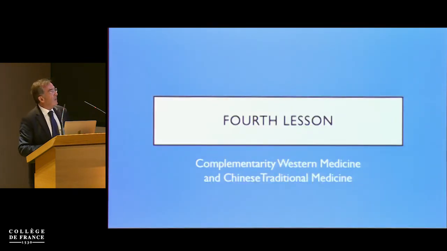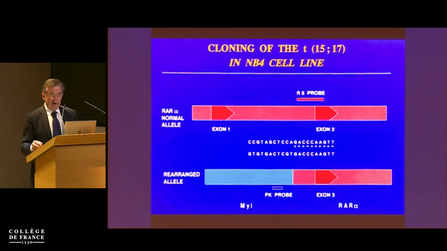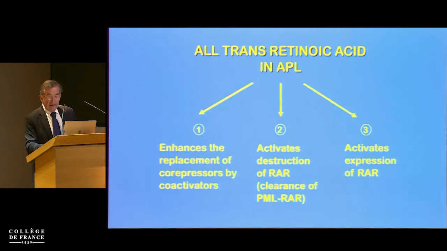The fourth lesson is a complementarity between Western medicine and Chinese traditional medicine. So Hugues de Thé and de Jean, we showed that there is a translocation between the retinoic acid receptor alpha and another gene called at that time MYL, but now it's PML. And the question is, how does it work? How does retinoic acid work? So it could be an enhancement of the replacement of the co-repressor by the co-activator. There is a very good argument for that. It could activate the destruction of the retinoic acid receptor. That's a very good argument for that. And it could activate the expression of the normal receptor, because there are two chromosomes, and the normal one is normal.